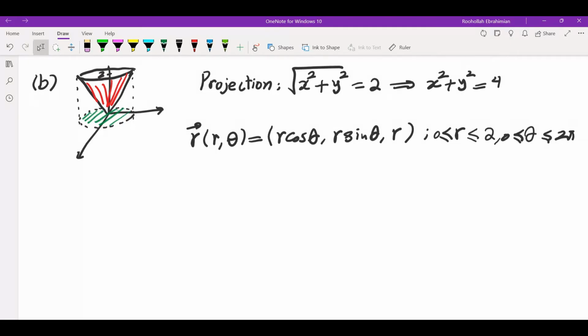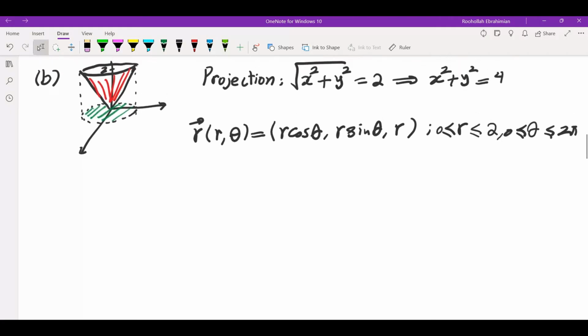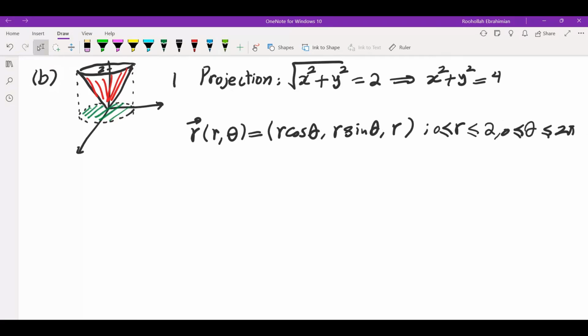Now, there are other ways of parameterizing this one as well. We could also use spherical coordinates to parameterize this one. I will write down, in fact, the spherical coordinate parameterization as well. So this is the first one. The second method, so this is a different method for the same problem, we could use the spherical coordinates.